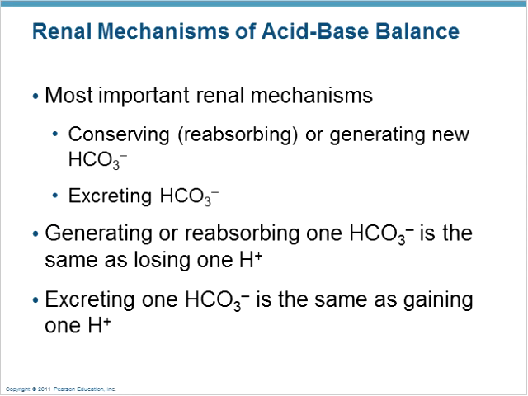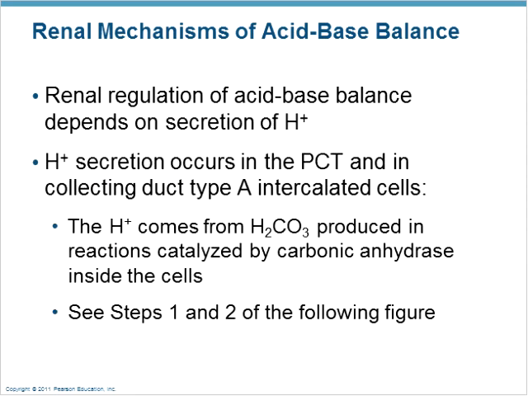The renal mechanisms of acid-base balance, the most important renal mechanisms, are conserving or reabsorbing or generating new bicarb, or excreting bicarb. Generating or reabsorbing one bicarb is the same as losing a hydrogen, and so excreting one bicarb is the same as gaining one hydrogen. So this is a balancing act the body goes through.